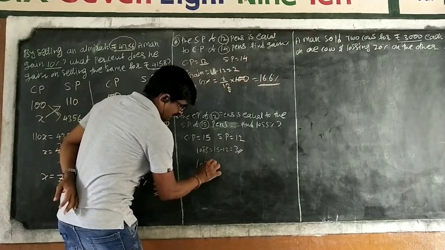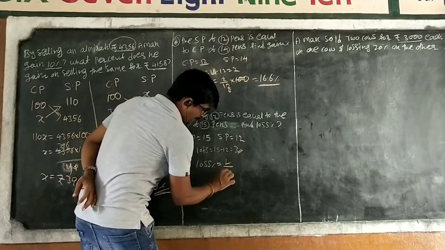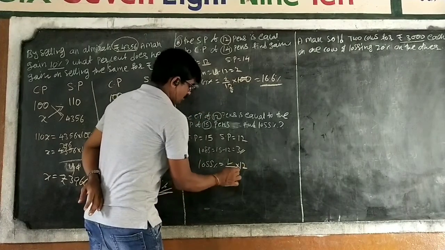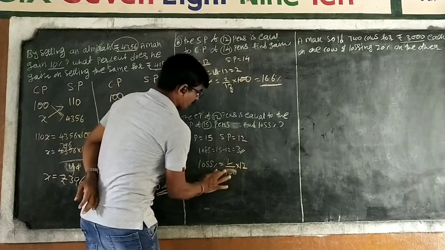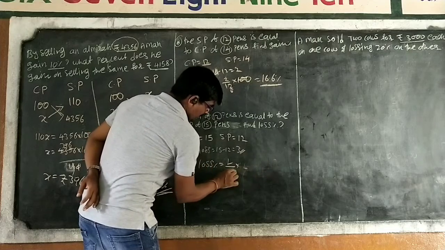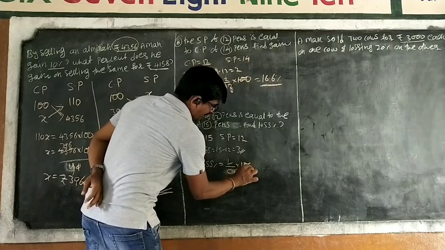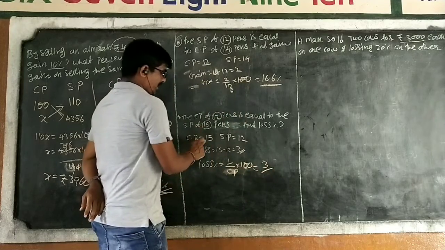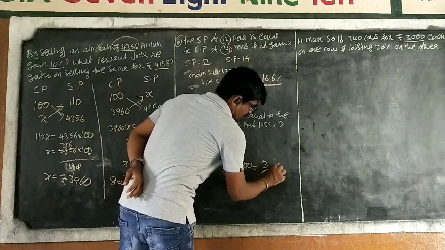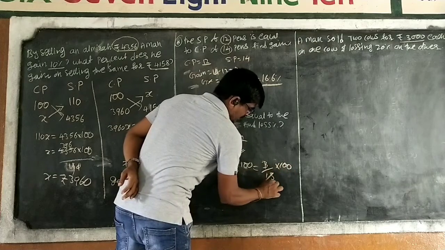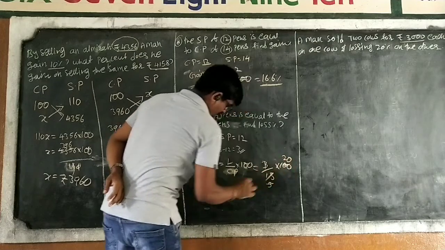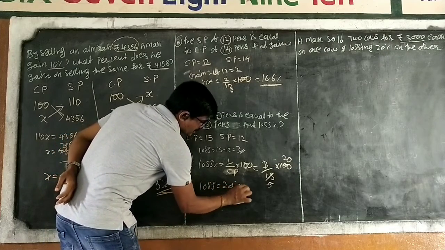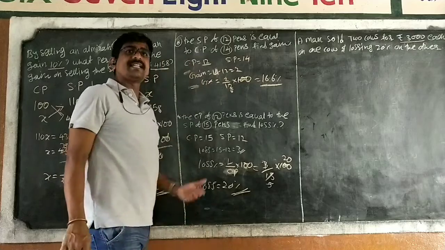So what do I have to find? Loss percentage. Loss percentage is equal to loss by cost price into 100. Loss is 3 rupees, cost price is 15, into 100. That is equal to 20. Therefore, loss percentage is 20%.